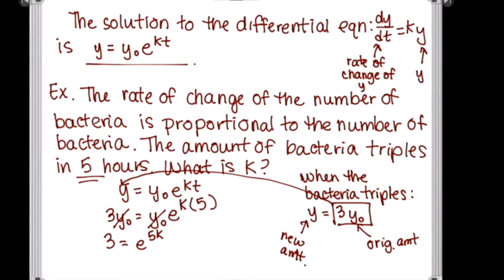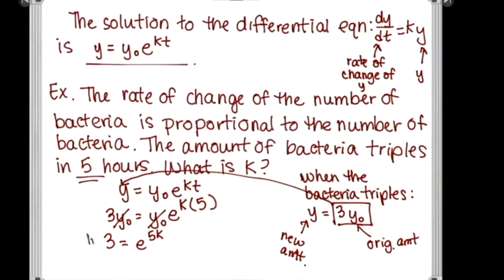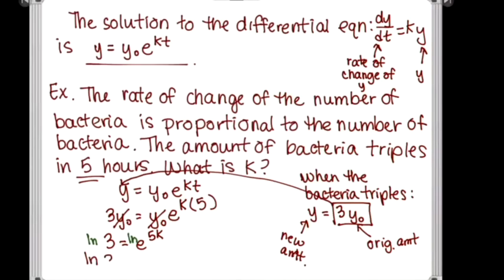Okay, so we are going to do ln on both sides. I didn't leave myself enough room, so let me just try to squeeze it in here. ln, there we go. So when we do ln on both sides, we get ln 3, and then on the right, the ln and the e cancel, and we get 5k.